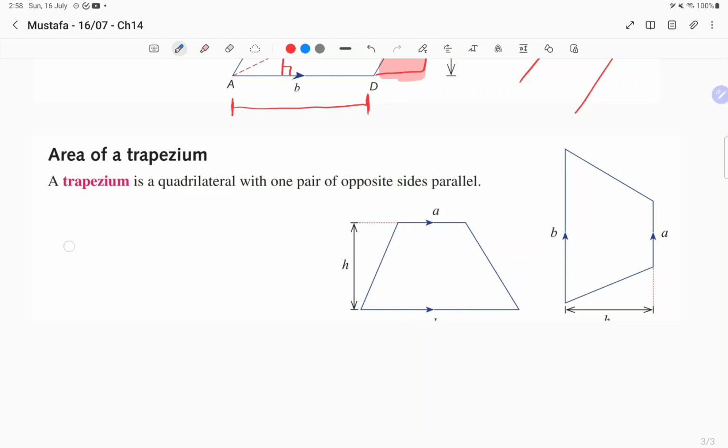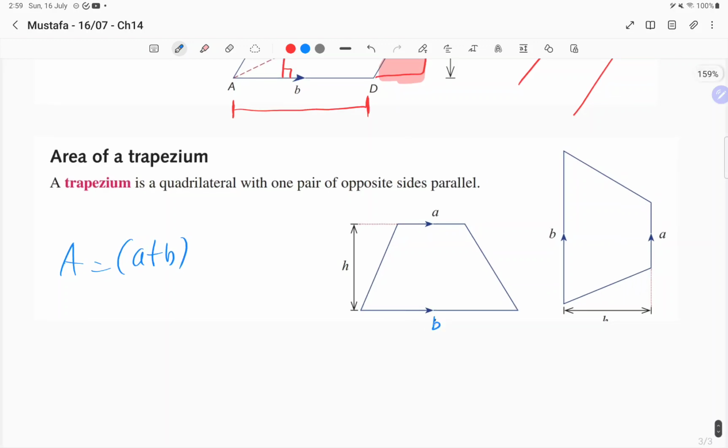Now the area is the sum of the two bases, a plus b, right? The top base plus the bottom base, times the height, divided by 2. Okay, why do you think that's the case? Because you're only doing one side. One pair? Yes and no. There is a way to prove this.